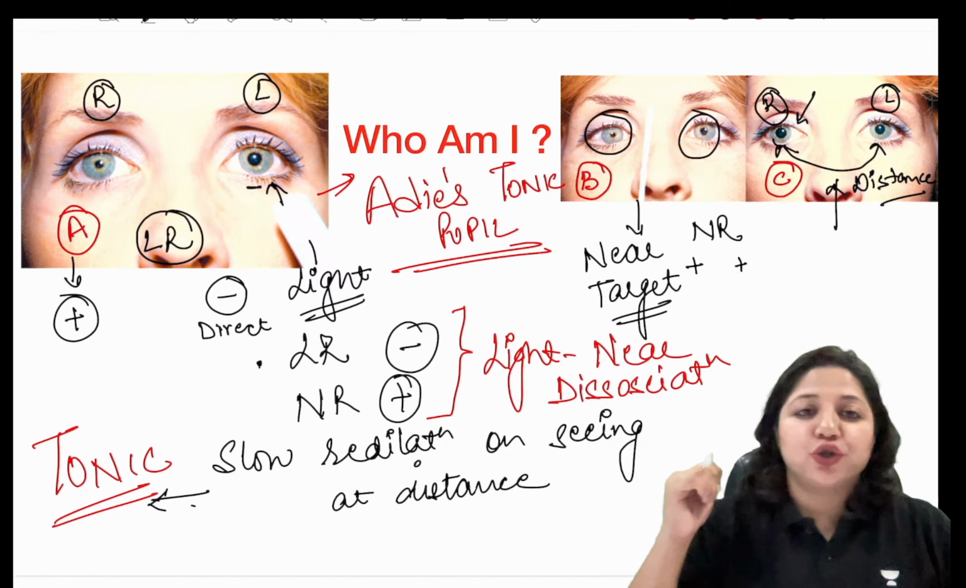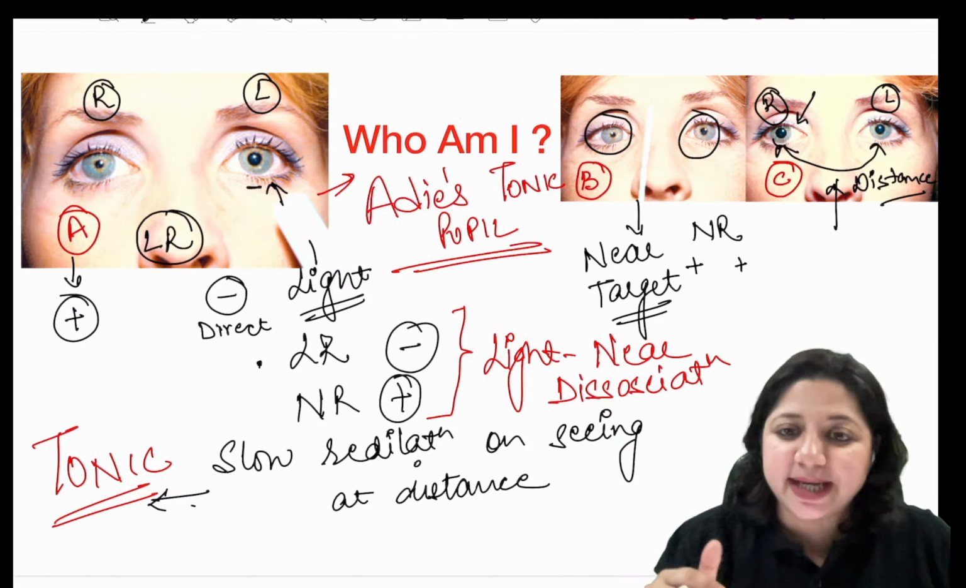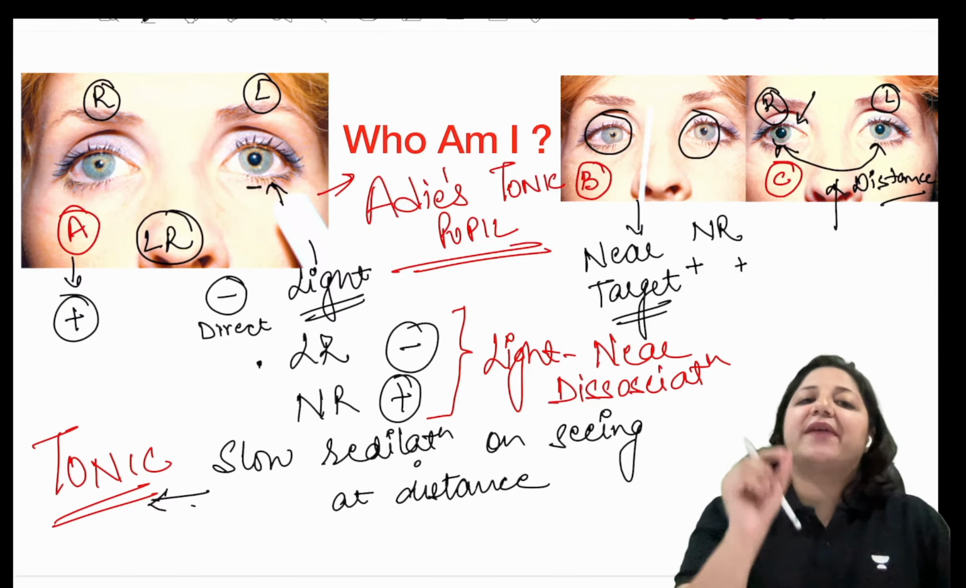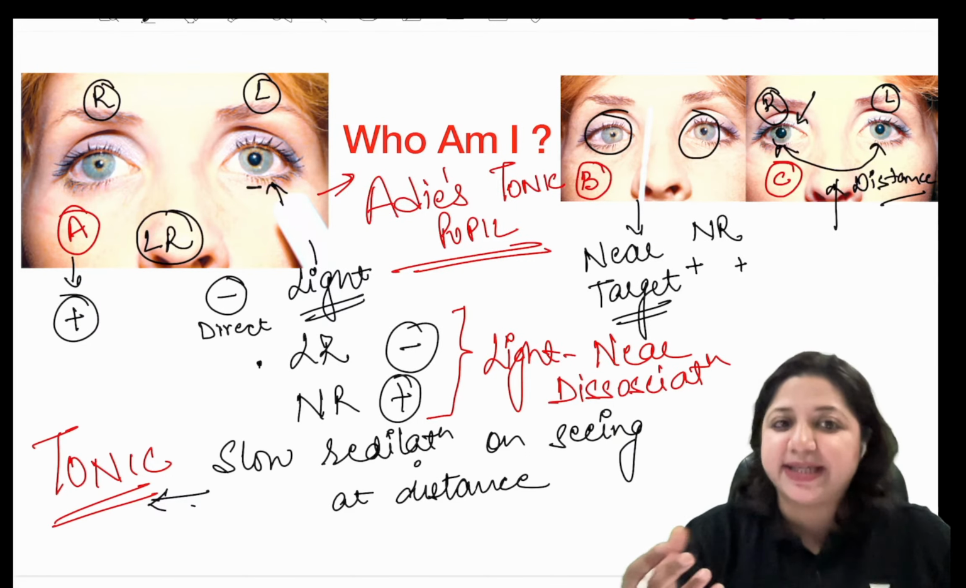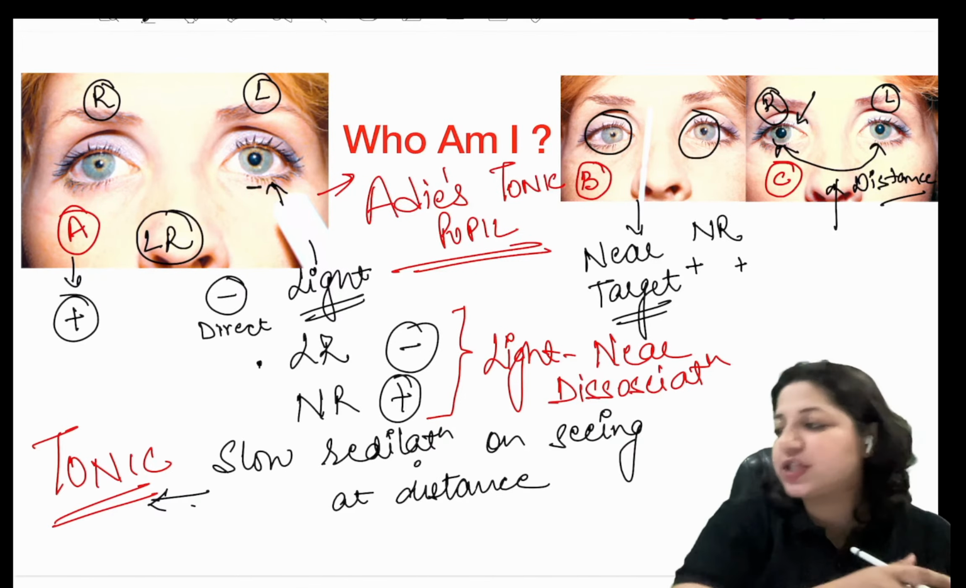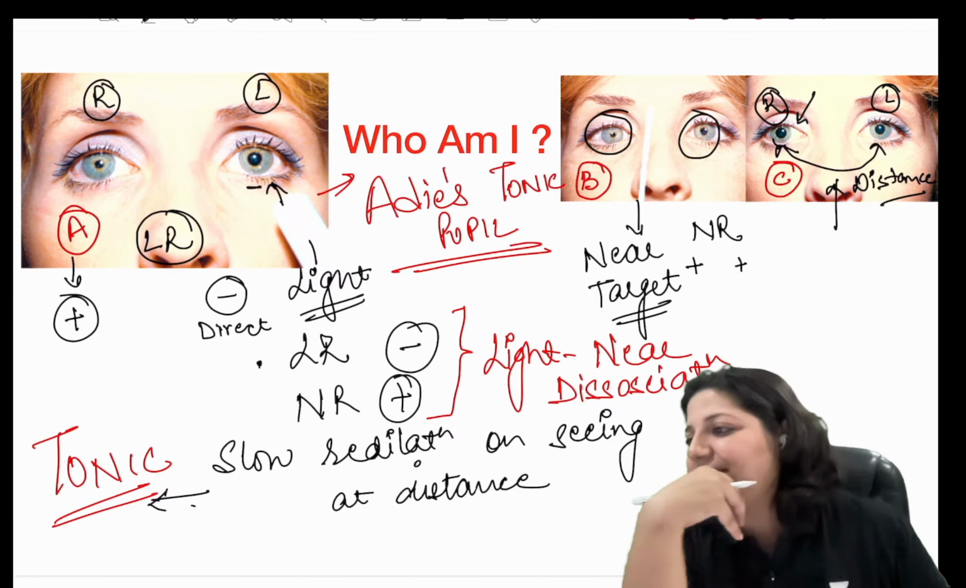Is that okay? So what is the pupil here? Is it a dilated pupil or is it a smaller pupil? So whenever we talk of an anisocoria here, which eye is affected? The one with the larger pupil or the one with the smaller pupil? So which eye is affected here?